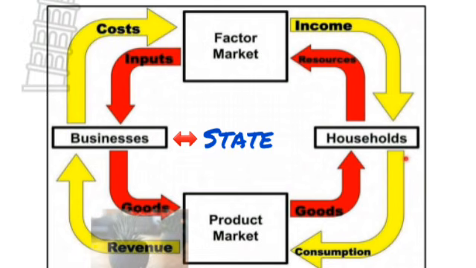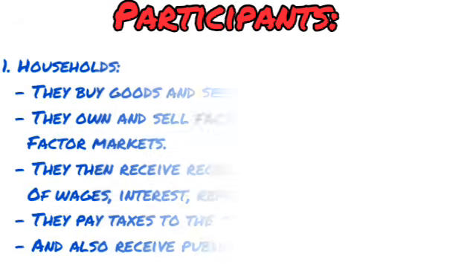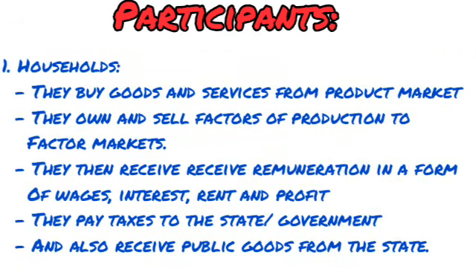Both the businesses and the households give taxes in turn to the government. Businesses pay business or company tax, and households pay personal income tax to the government. So when you are given, for example, a question or an essay in particular, and you are asked to describe your participants, the first participant, you are going to say you have households. And what are you going to say about households?